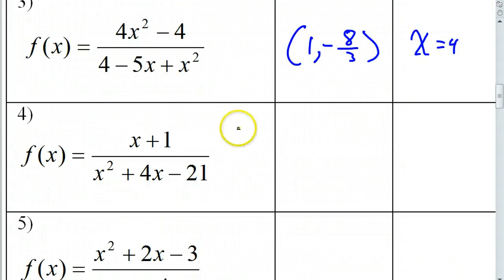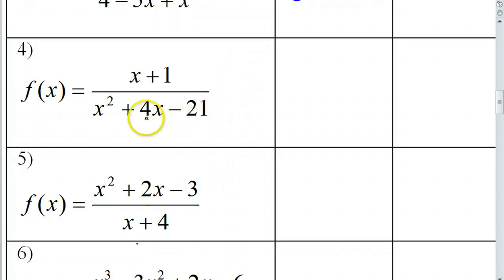Okay, so here's number 4. Actually, I like to find the horizontal asymptote first, before I start canceling things out and stuff like that. Let's find that horizontal asymptote. Is there a horizontal asymptote for this problem? Yes. How do I know? How do they work again?